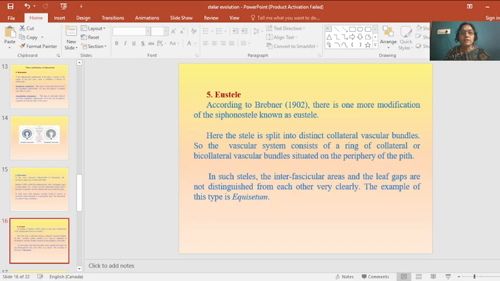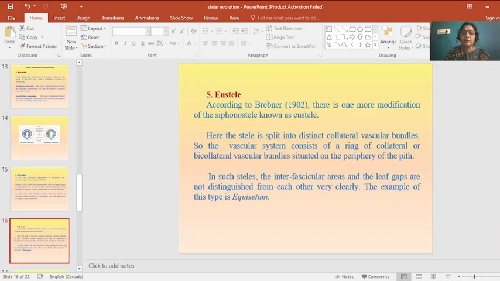Then the other is known as the eustele. According to Brebner, there is one more modification of the siphonostele known as eustele. Here the stele is split into distinct collateral vascular bundles. So the vascular bundle system is a ring of collateral or bicollateral vascular bundles situated on the periphery of the pith.